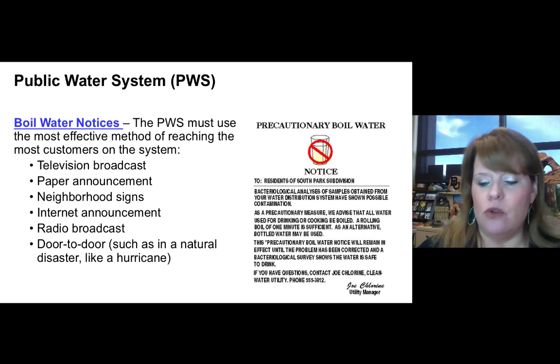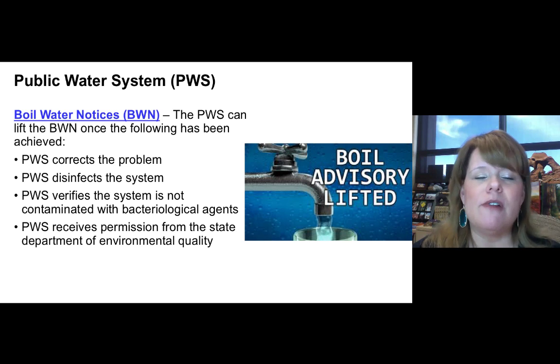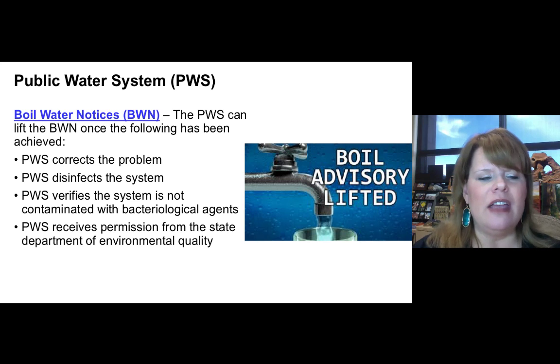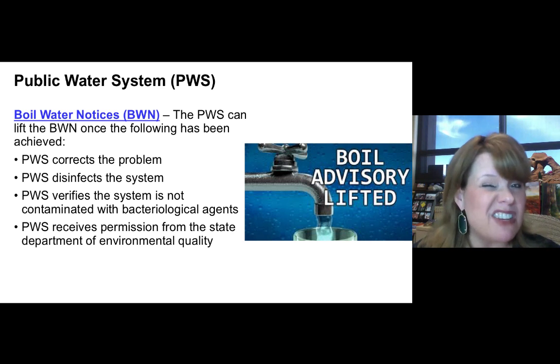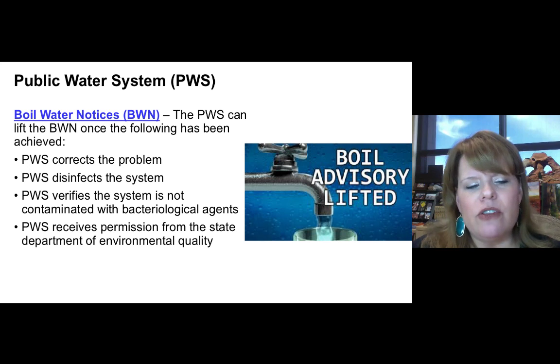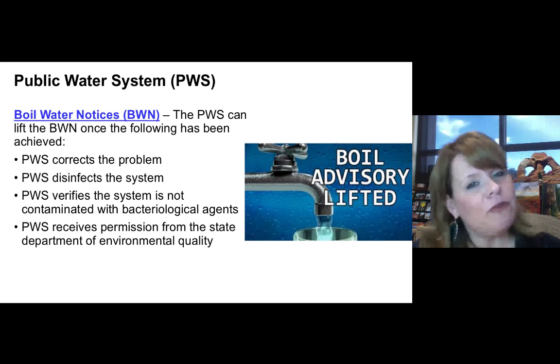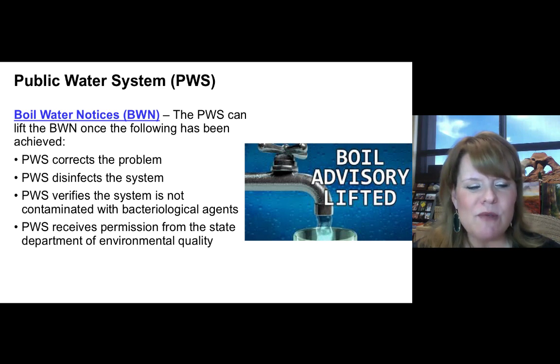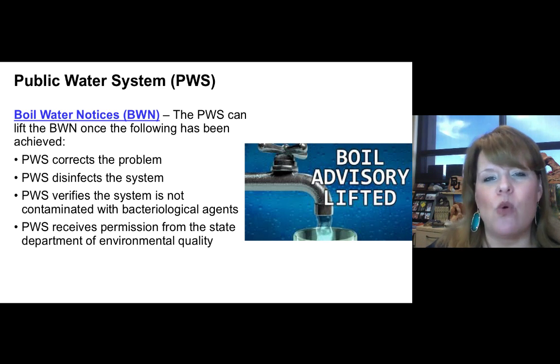So boil water notices are important to follow. How is a boil water notice lifted? The public water system can lift the boil water notice once the following has been achieved. The first thing is that they've corrected their problem. Second, the public water system disinfects the system. That does make sense, but let's say you have that bacteria growing inside the pipe, you want them to disinfect it and flush it. The public water system verifies the system is not contaminated with bacteriological agents. And last but not least, the public water system receives permission from the State Department of Environmental Quality that it is appropriate and approved to lift that boil water notice.